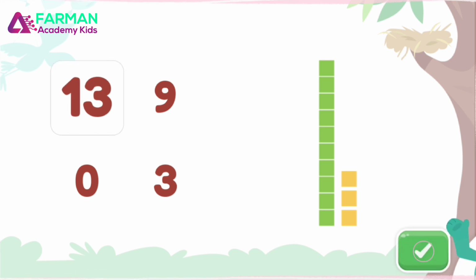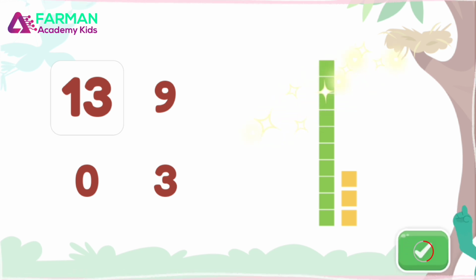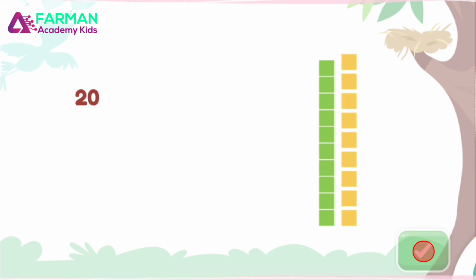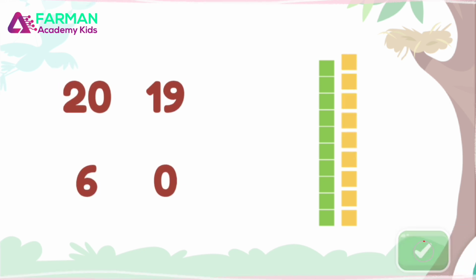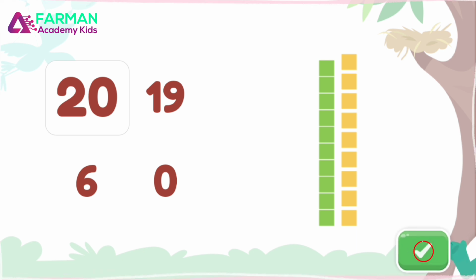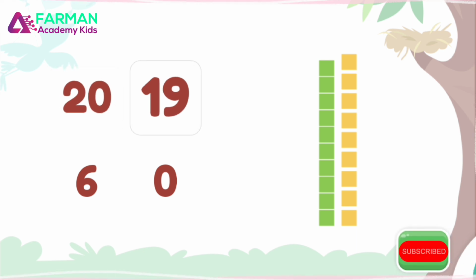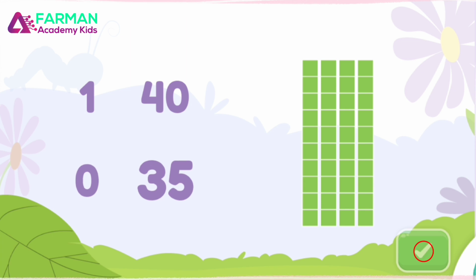How many blocks are there total? Awesome! There are 13. How many blocks are there total? 1 rod equals 10 blocks. Add 10 to the number of singles. Great! There are 19.